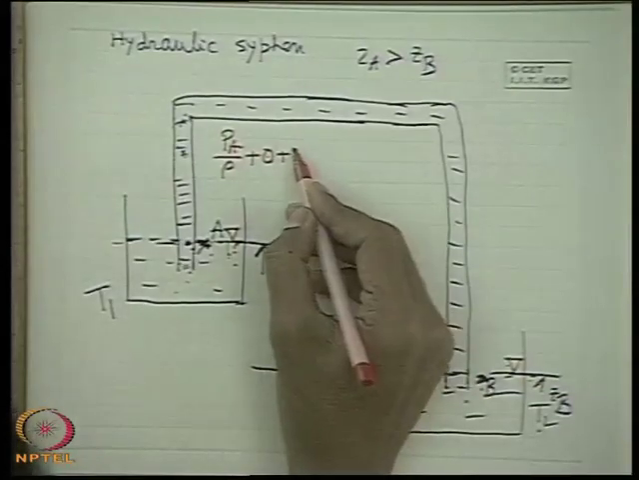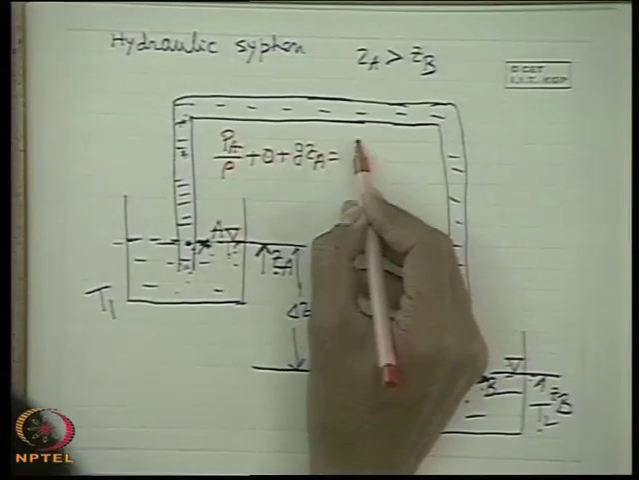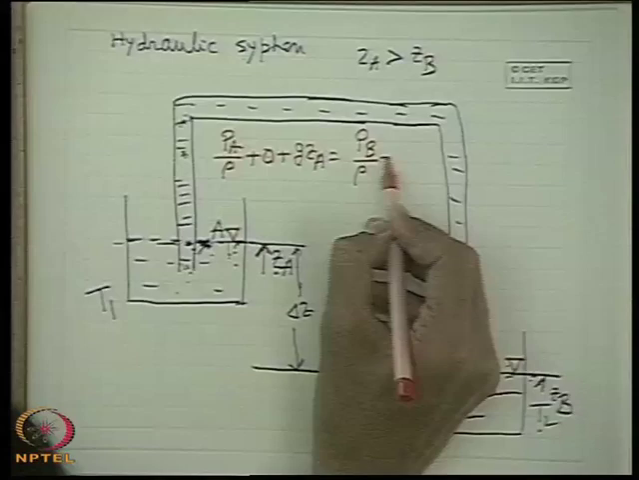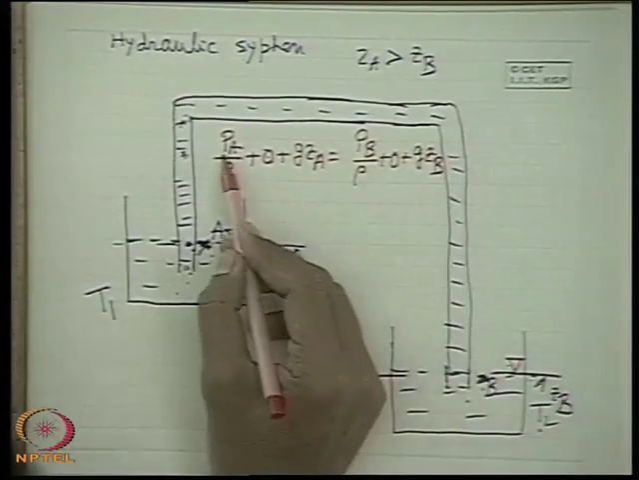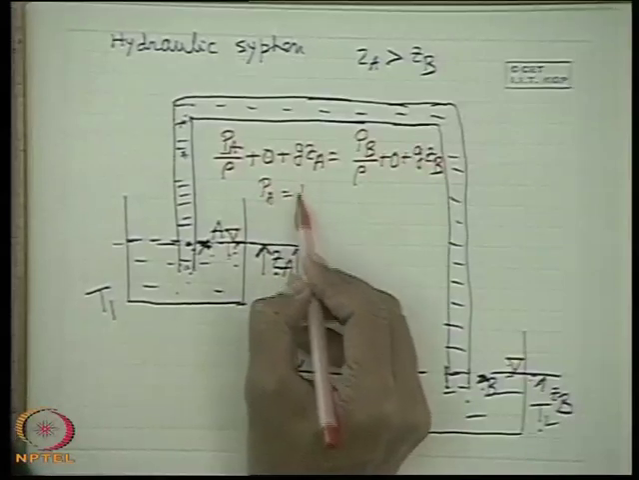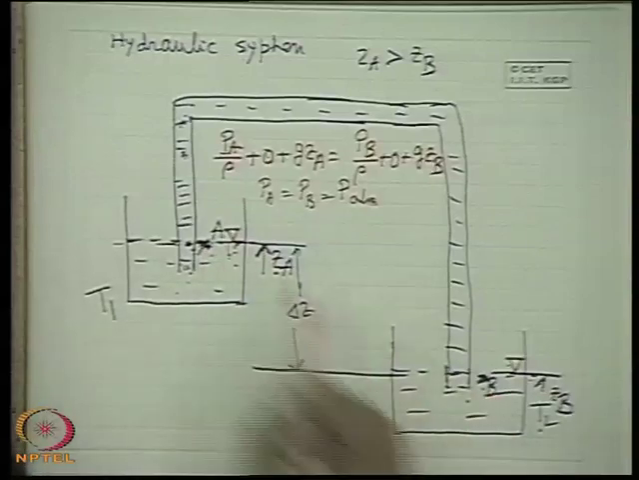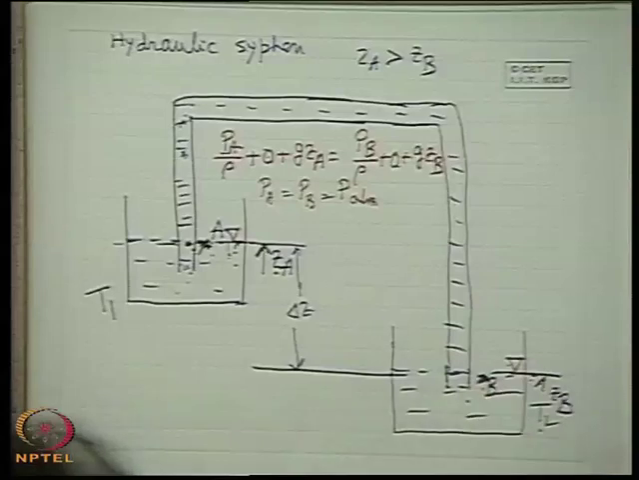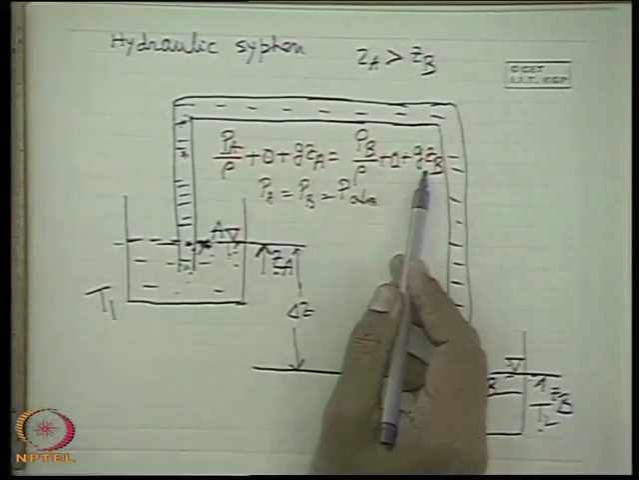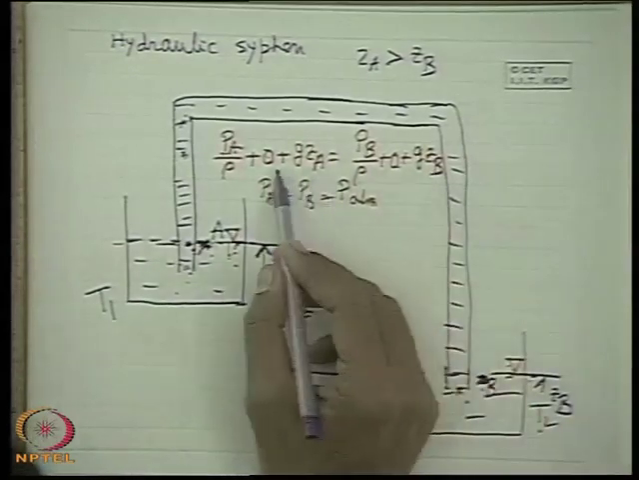Now, therefore, we can write Pa by rho plus 0 plus gZA is equal to Pb by rho plus 0 plus gZB. So, Pa is equal to Pb is equal to P atmospheric. So, these are the two atmospheric pressures. It is very simple that if we write this B point not here, otherwise it will give you a confusion. So, gZA minus ZB, what is happening? I am sorry, you can argue that this is a confusion, I will explain it afterward.